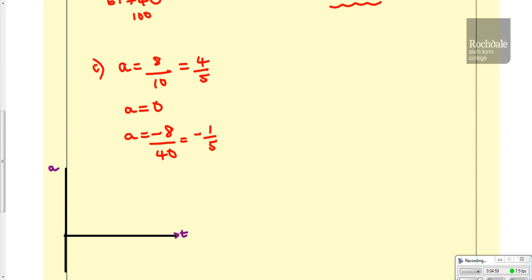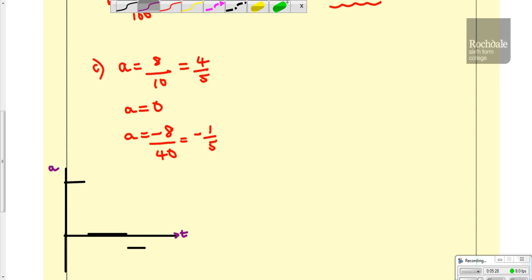So I've already prepared some axes down here at the bottom. So in the first section, the acceleration is positive. Then the acceleration is 0. And then the acceleration is minus a fifth. Now, the first one was 4/5, and this is 1/5. I'll try and make it look a quarter of the height that that one is. Okay. These lines are horizontal because it's a constant acceleration.